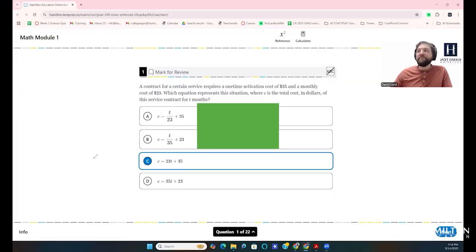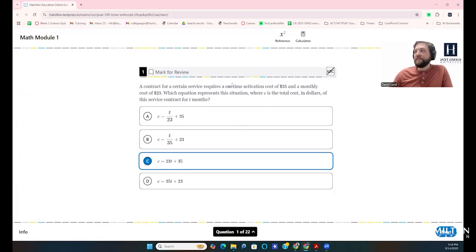Question number 1. A contract for a certain service requires a one-time activation cost of $35. So that sounds like an initial cost. And a monthly cost of $23. So this could be an initial cost as well. It could also be a rate, where we multiply by the number of months. Which equation represents the situation where C is the total cost in dollars of the service contract for T months? So that kind of confirms that this is going to be a rate.